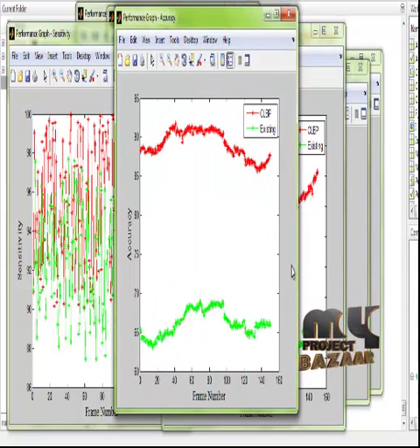Thus, we have tracked the selected targets in the video based on complete local binary pattern and adaptive fuzzy particle filtering process.